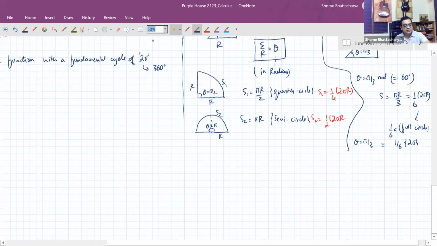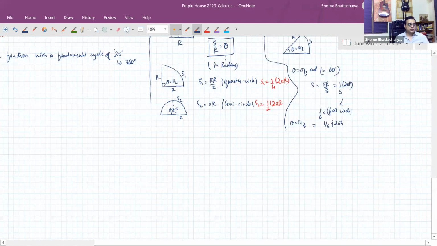Now coming back to sine. Sine has this very interesting property, the sine function.